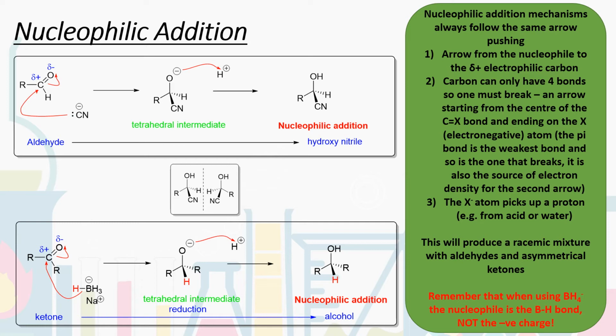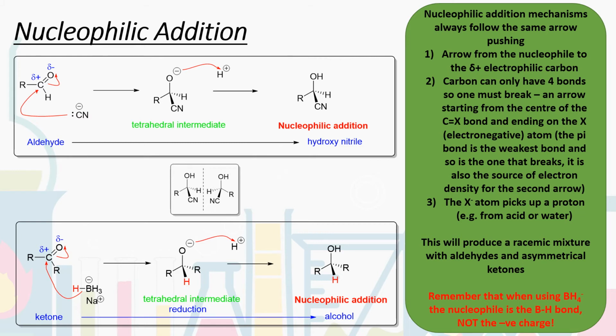So our first step moves from the CN minus nucleophile, from the lone pair to that delta positive carbon. Then carbon can only have 4 bonds, and so we have to break one of those bonds. The one that we actually break is the pi component of that CO double bond. That's the weakest bond in that system. So we have an arrow that starts from the centre of our CO bond and ends up at the electronegative oxygen atom. Again, it's one of those familiar arrows, starting at a bond and ending at an electronegative atom that's happy to accept the electron density. So this now generates a tetrahedral intermediate.